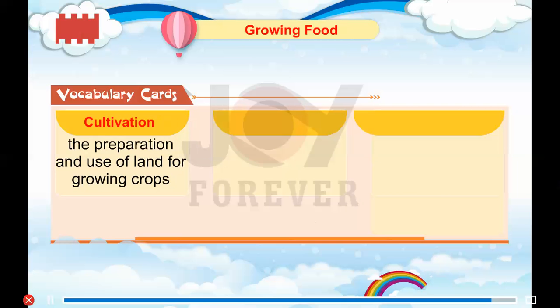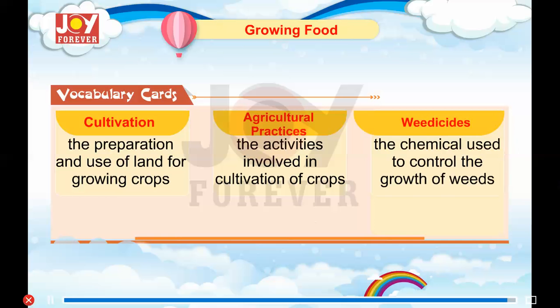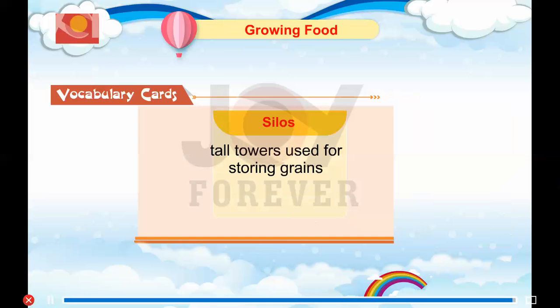Vocabulary cards. Cultivation. The preparation and use of land for growing crops. Agricultural practices. The activities involved in cultivation of crops. Weedicides. The chemical used to control the growth of weeds. Silos. Tall towers used for storing grain.